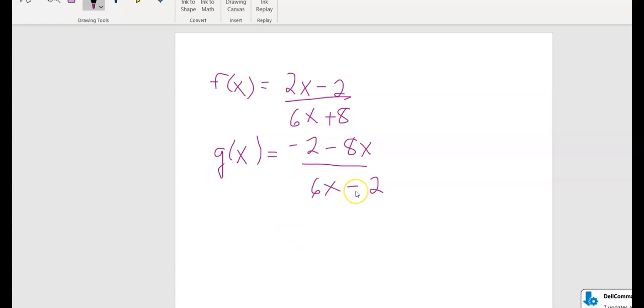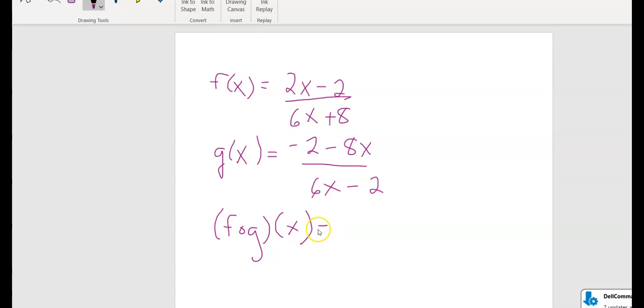All right, we have these two functions, and we want to determine if they are inverses of one another. And it asks us to do that by composing them together and seeing if we get x, which of course is the very definition of two functions being inverses. So let's compose together f composed with g, and we'll go in both directions.